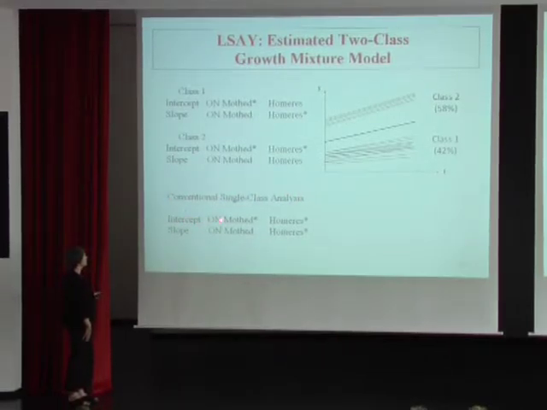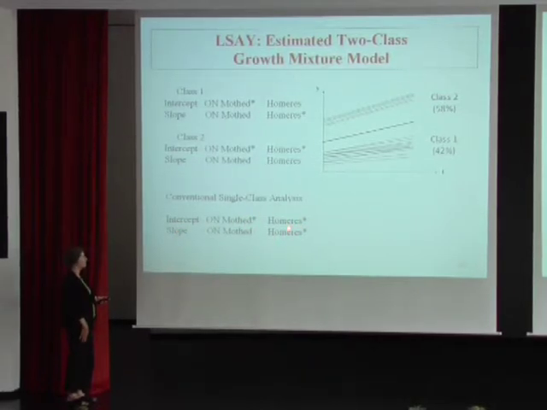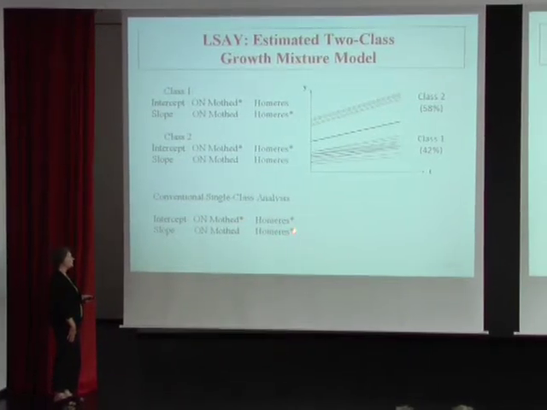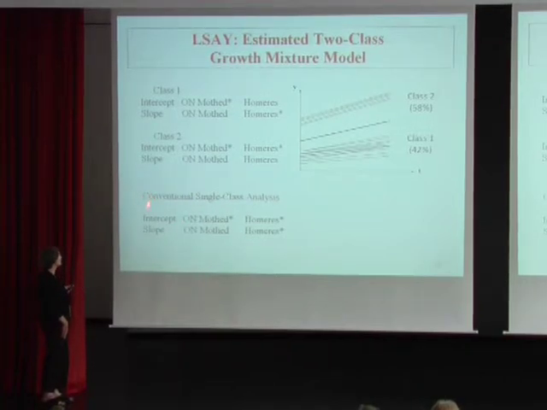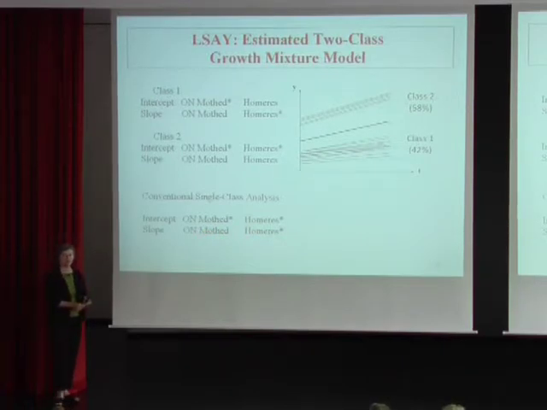Here's the intercept regressed on mother's education and home resources. The slope regressed on mother's education and home resources. The asterisk represents significance. So in the conventional single-class analysis, we would conclude that where individuals start in the growth process is affected by mother's education and home resources. And here the slope represents how they grow. And so we're saying that how they grow doesn't depend on mother's education, but it does depend on home resources. So this is what we would conclude from the conventional analysis.